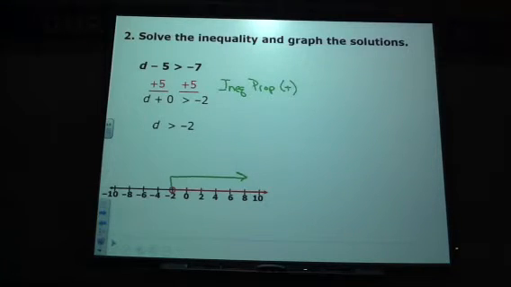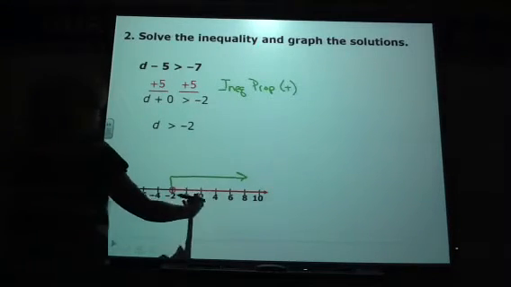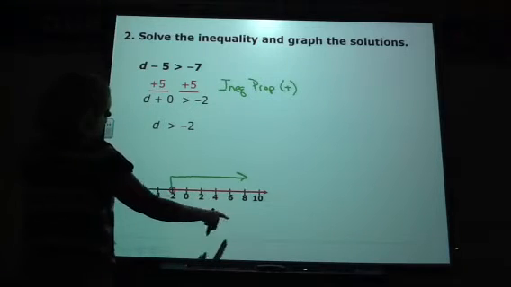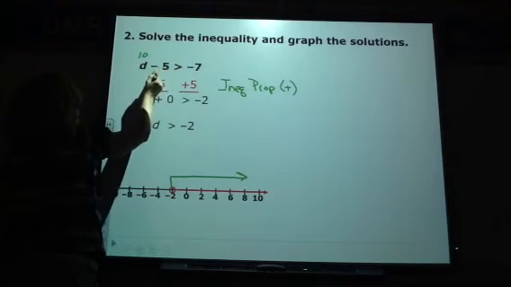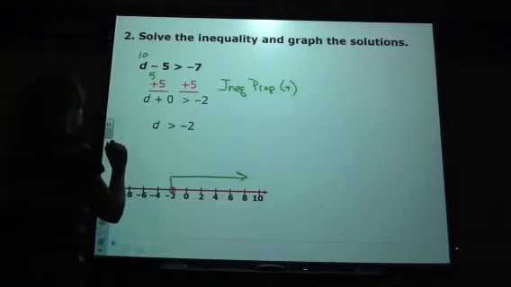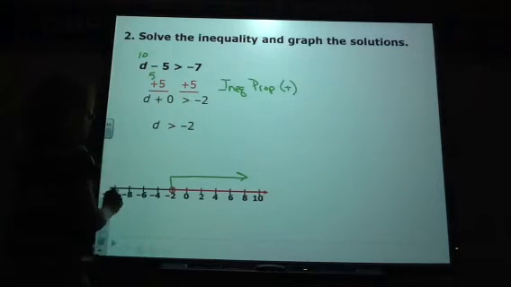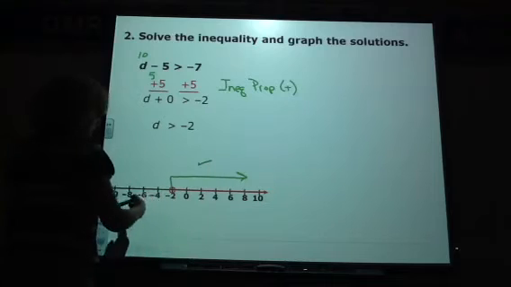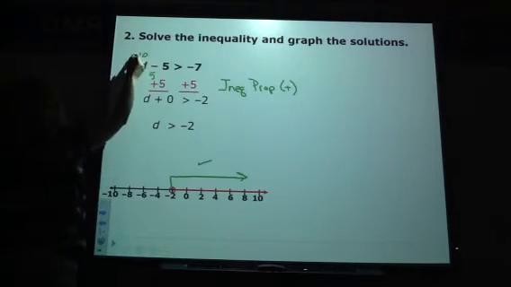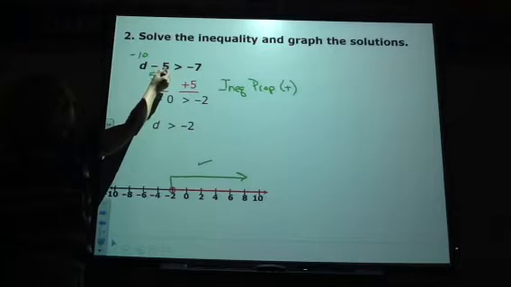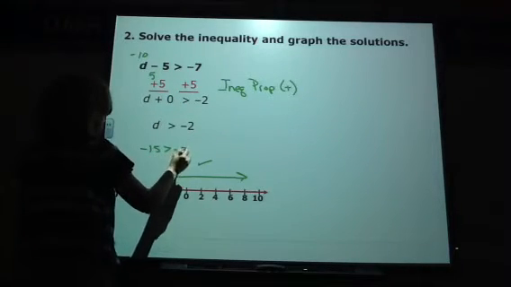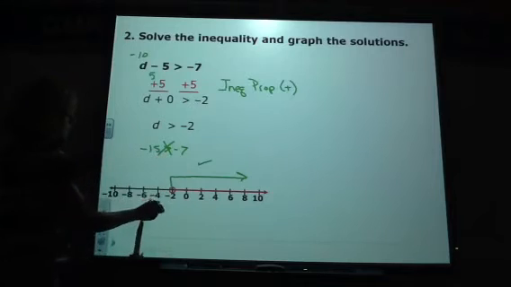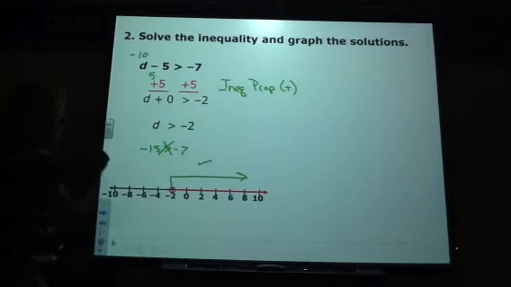Guys, and if you want to test it or check it out, pick one of these numbers, okay? So let's pick 10. If you substitute 10 in for d, 10 minus 5 is 5. Is 5 greater than negative 7? Yes, we've checked. Let's pick a number down on this side. Let's pick negative 10. Negative 10 minus 5 is negative 15. Is negative 15 greater than negative 7? This is false. That's why the numbers to the left of negative 2 are not part of your solution.